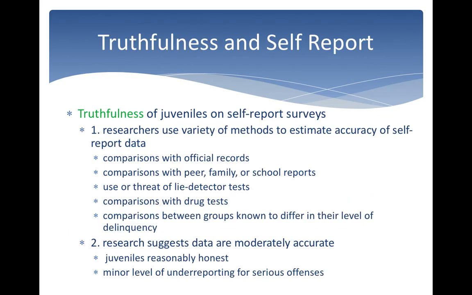So what are some issues here? Well, truthfulness, right? How do we gauge whether or not, if we're doing a survey like this, someone's telling us the truth? Well, there's a variety of ways we can do this. So we can compare it with official records. We could interview peers, family, or school reports. You can use the lie detector. If you're asking about drug use, you can then compare it with drug tests. Research data tells us that these are moderately accurate and juveniles are reasonably honest. There's a minor level of underreporting for serious offenses.